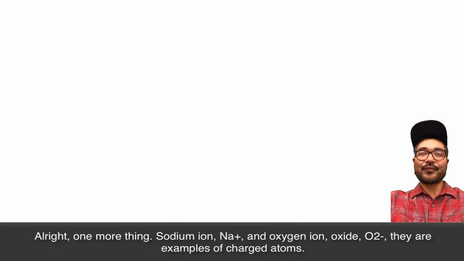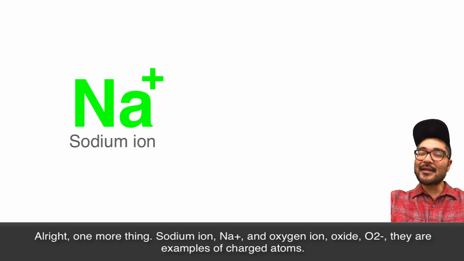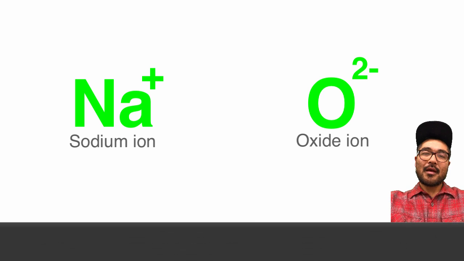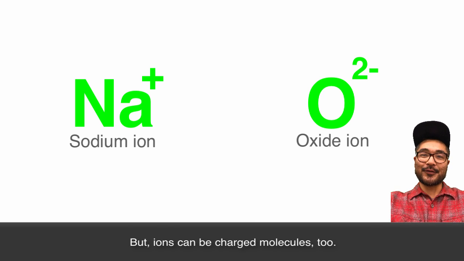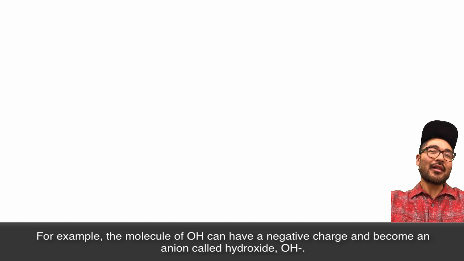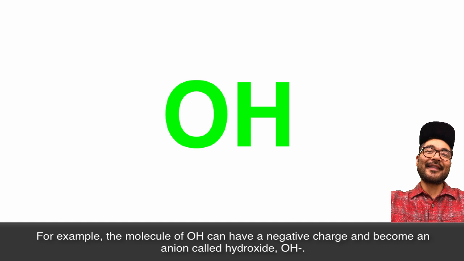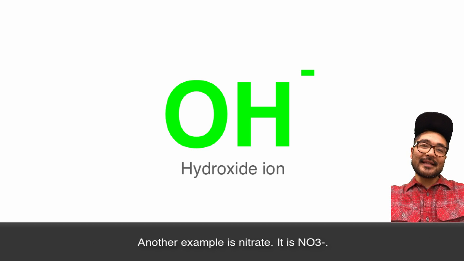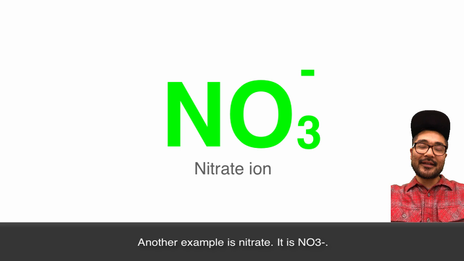Alright, one more thing. Sodium ion, Na+, and oxide ion, O2-, are examples of charged atoms. But ions can be charged molecules too. For example, the molecule OH can have a negative charge and become an anion called hydroxide, OH-. Another example is nitrate. It is NO3-.